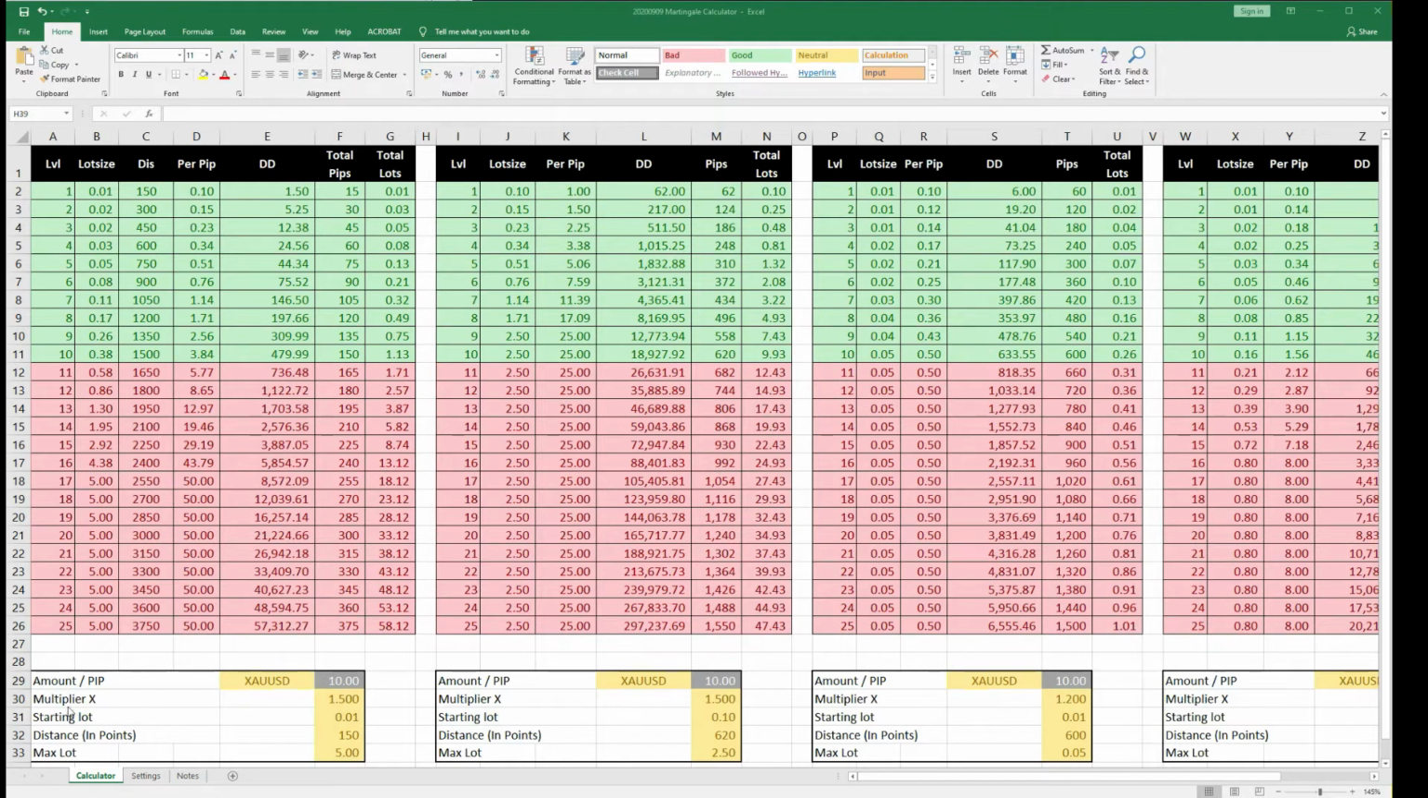The first one would be the Martingale multiplier. That means from the first position that is being opened, what is the next size of position that Martingale will open for you. So it is based on this multiplier. Starting lot is pretty straightforward, and then you have the distance. After how many points the market has moved, only then the next position will be open.